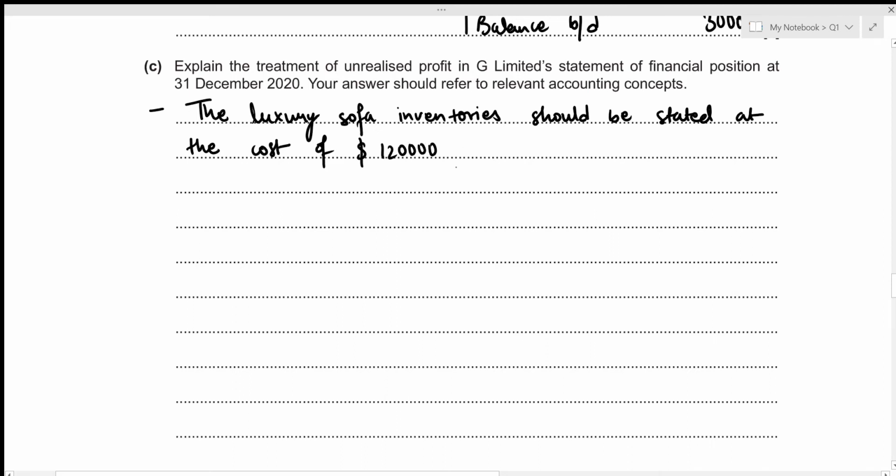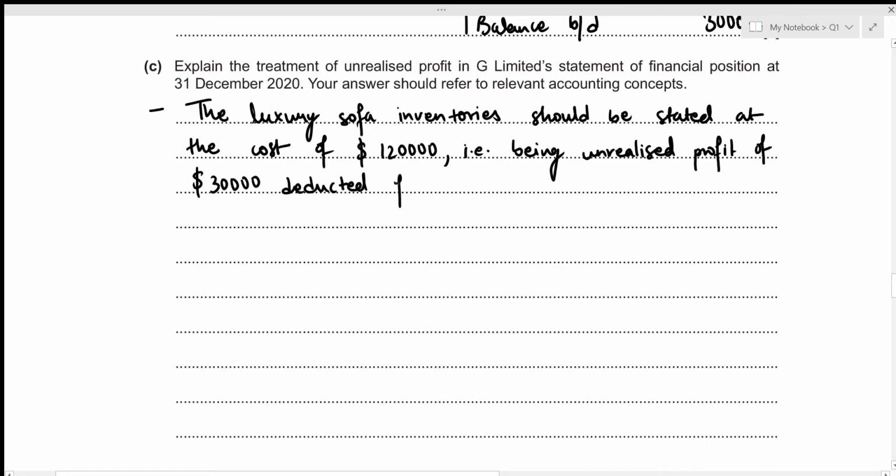And we figured this cost out by calculating the unrealized profit had been 30,000 and which should have been deducted from our transfer price of 150,000, right? Let's write it down as well. That is being unrealized profit of 30,000 deducted from the transfer value of 150,000. So this is just the treatment of unrealized profit. We now need to refer to relevant accounting concepts as well.